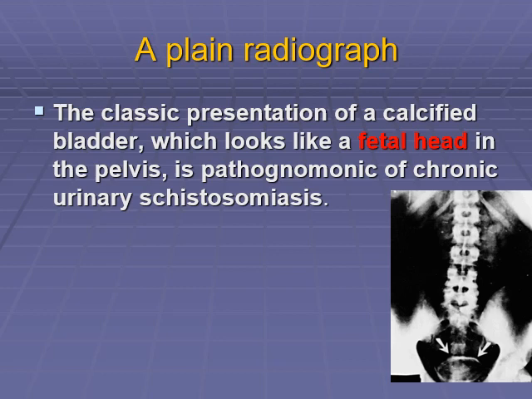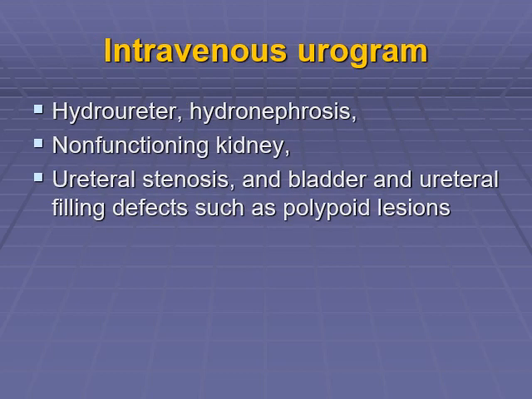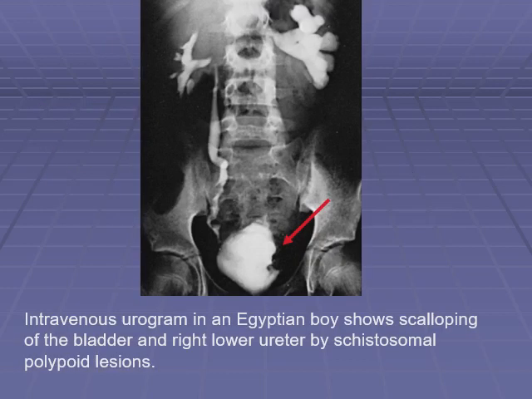We have abdominal ultrasound, which detects focal thickening of the bladder wall and polypoid lesions in the urinary tract. Also, we can detect hydroureter and hydronephrosis in the endemic area, and it detects heavily calcified patches. About the IVU, here we can diagnose hydroureter and hydronephrosis. We can see the non-functioning kidney, which is not visualized. We can see ureteral stenosis, and bladder and ureteral filling defects such as polypoidal lesion or cancer. In this IVU of an Egyptian boy, it shows scalloping of the bladder and the right lower ureter by polypoidal lesions, here as the arrow shows.